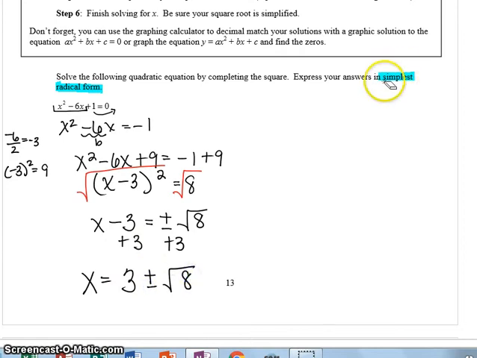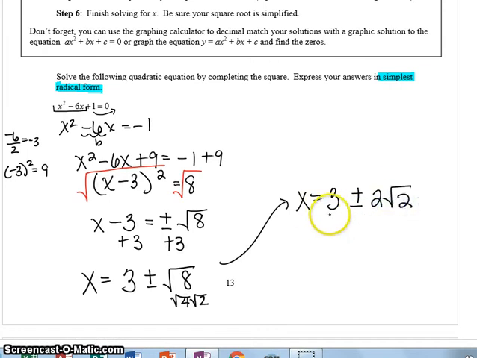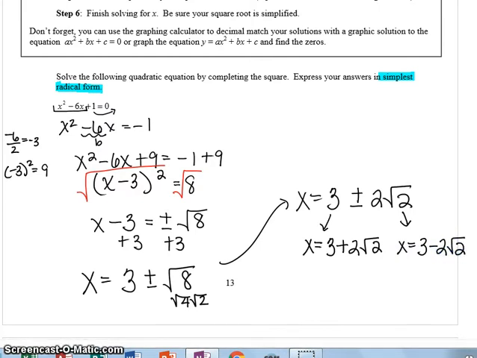Because the directions said keep it in simplest radical form, I have to break down the square root of 8. So that means my answer is x is equal to 3 plus or minus 2 radical 2. Remember, x could be 3 plus 2 radical 2. That's one root. And the other root is x could be 3 minus 2 radical 2.